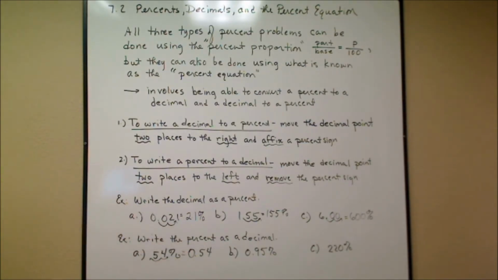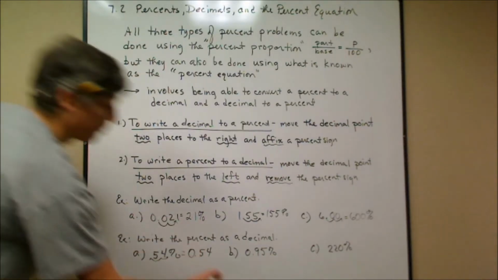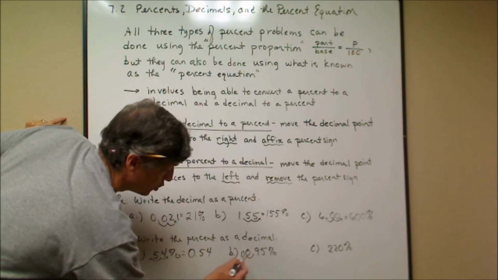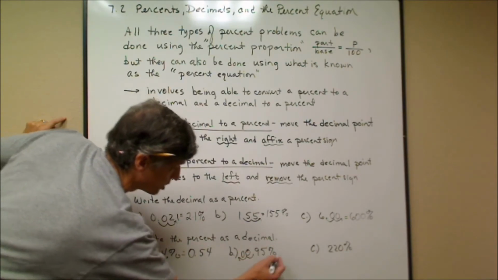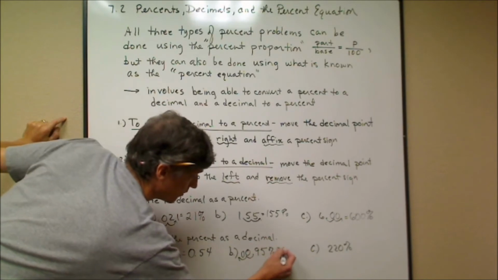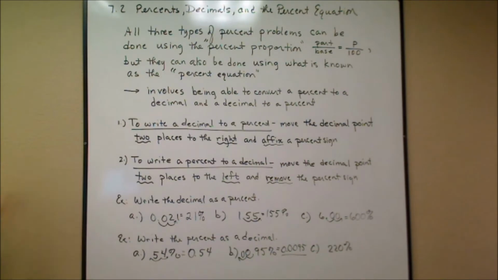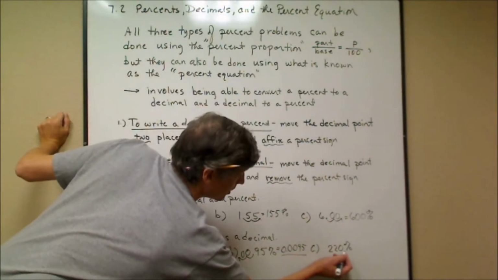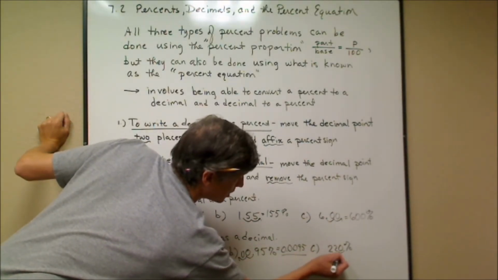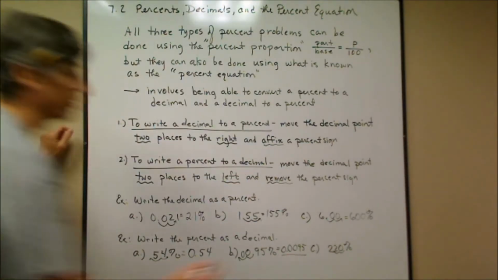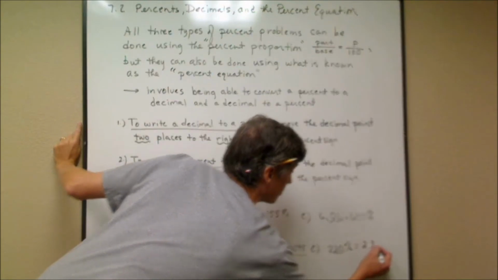Now I'm going to do the same thing on example B here, except I'm going to have to add a 0 as a placeholder because I'm going to slide the decimal 2 places to the left and drop the percent sign, with 2 zeros there, so I'm going to have 0.0095. And that's what it changes into. The next example, 220%, is kind of like the first example. No decimal point, so I'll put a decimal point in. I'm going to move it 2 places to the left, drop the percent sign, and I get 2.20, or better yet, just 2.2.